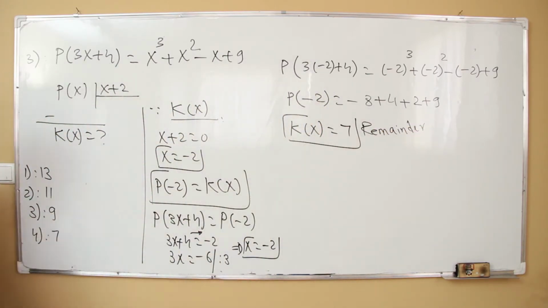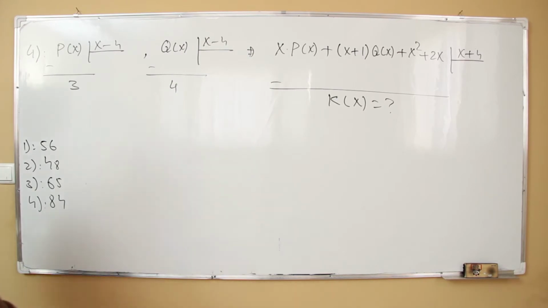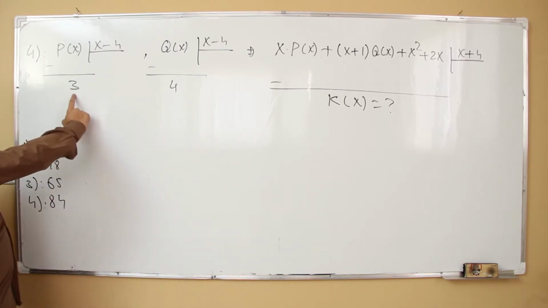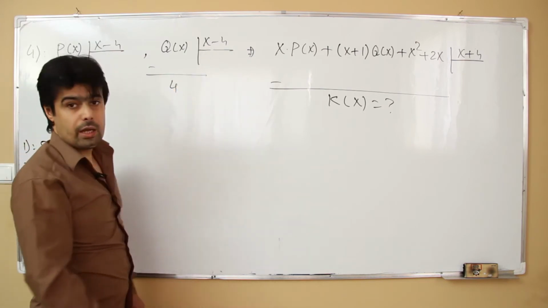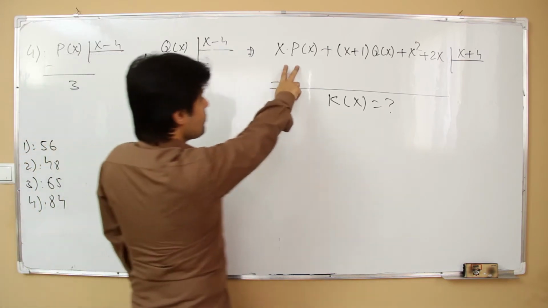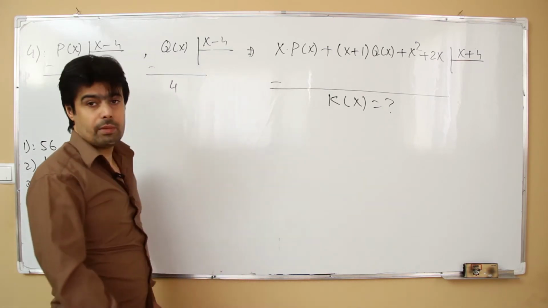Which answer is correct? Number 4. Write it, please. P(x) is divided by x minus 4. The remainder is 3. Q(x) is divided by x minus 4. The remainder is 4. Now, this polynomial divided by x plus 4, what is the remainder?